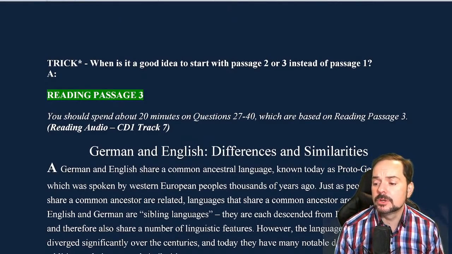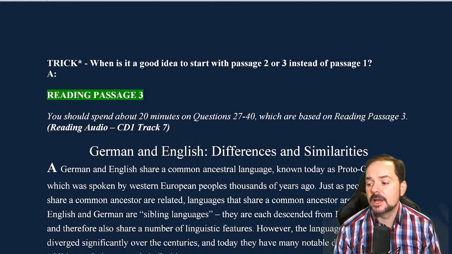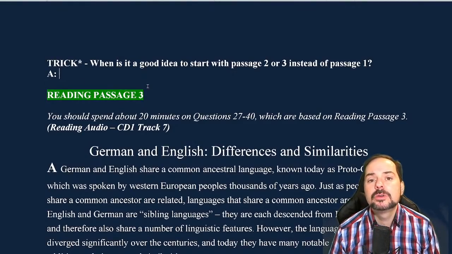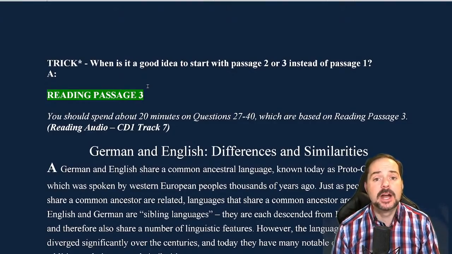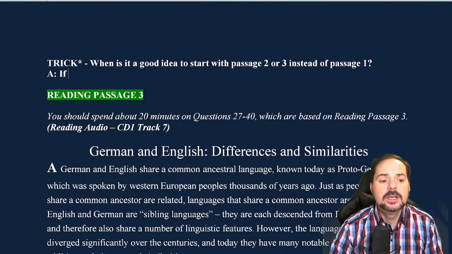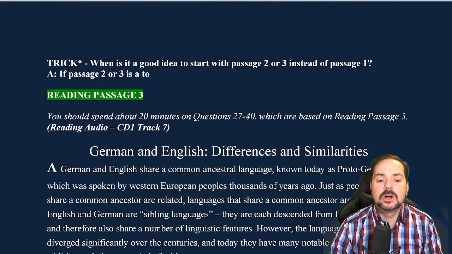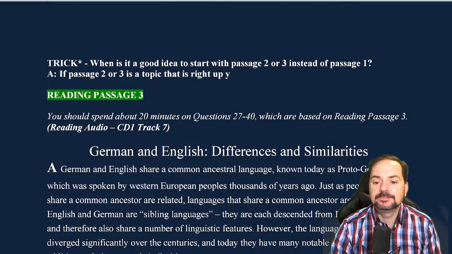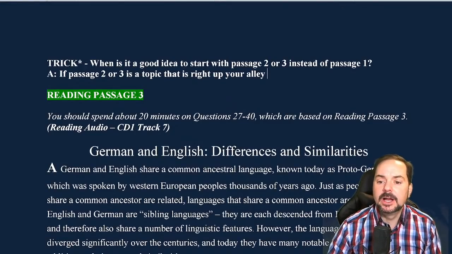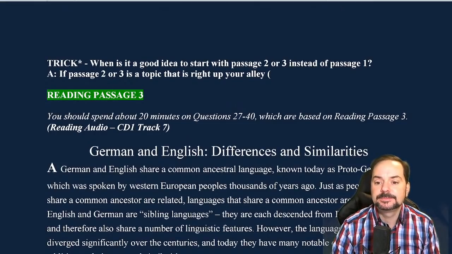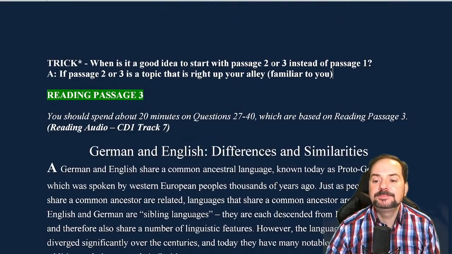It's a good idea to look at all of the titles of every passage before you start. Yeah, exactly, June. June says probably when seeing a topic in passage 2 or 3 that we are familiar with. Yeah, exactly. If passage 2 or passage 3 is a topic that's right up your alley, okay? Right up your alley is an idiom that means you are familiar with it.